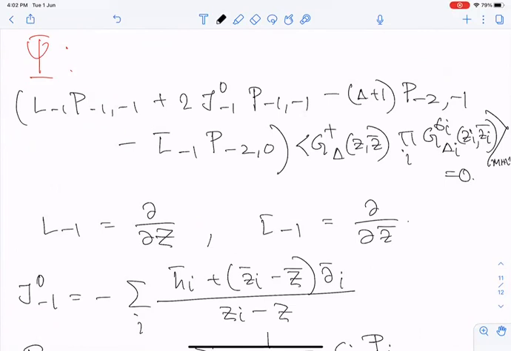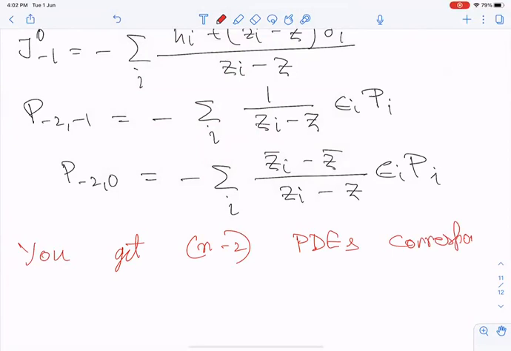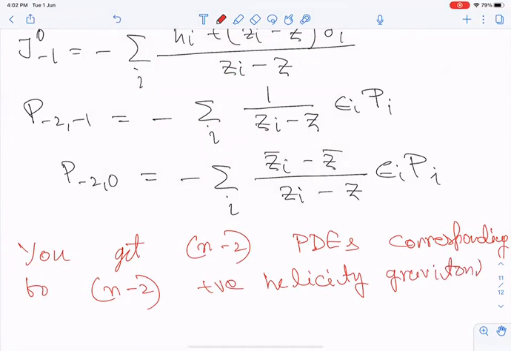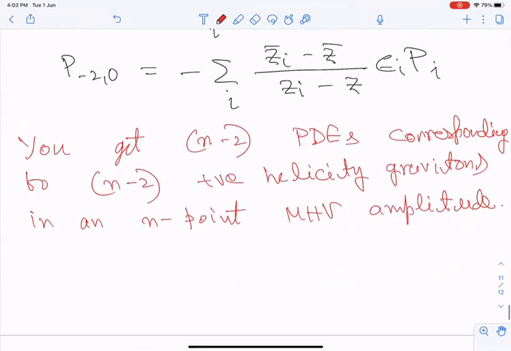So, n minus two positive velocity gravitons in an n-point amplitude. So this is essentially the story.